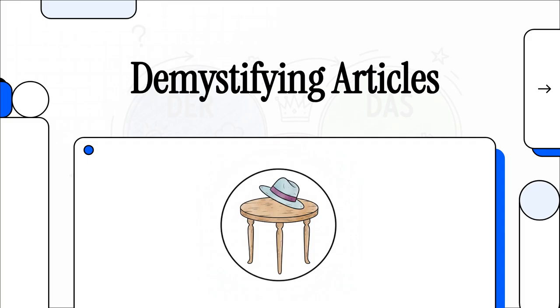We're jumping right into the infamous challenge of German grammar. If you've ever tried picking up German, you know exactly what I'm talking about. You hit this massive wall the second you look at nouns. Today we're demystifying German articles. We're talking der, die, and das.